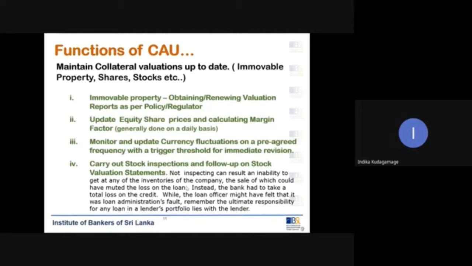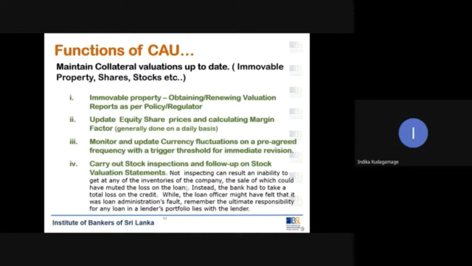Currency fluctuation. When we talk about CAU, it is not only our loan business line. Treasury. You have a treasury mid office. These are the people who are doing all those things. CAU is spread across the bank.